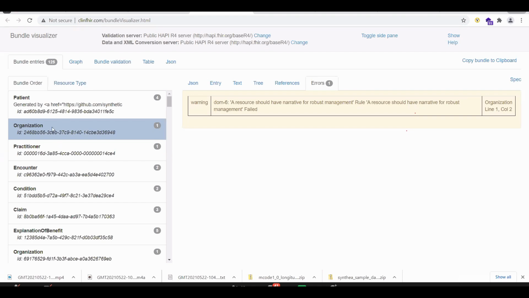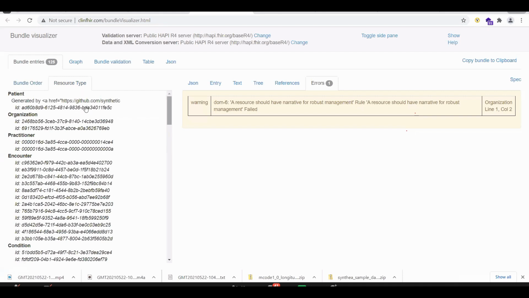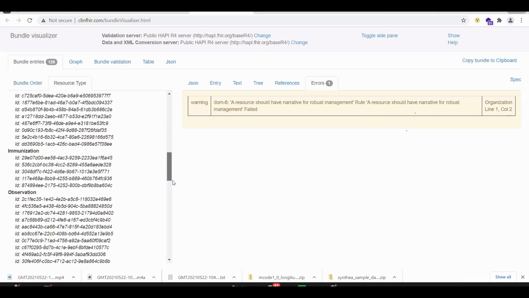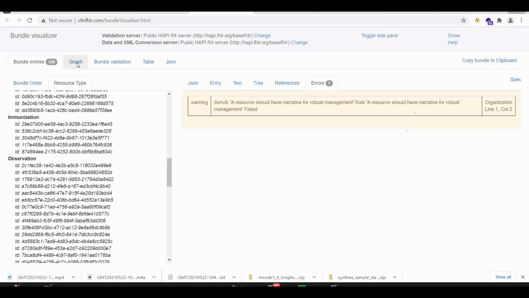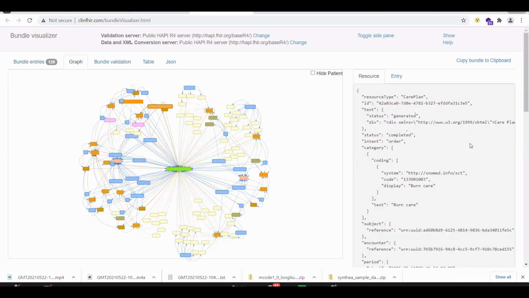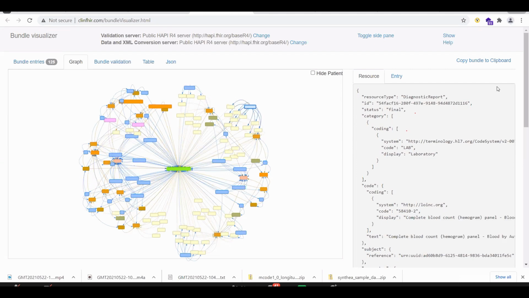I looked at a bundle and tried to figure out what the resources in that bundle are. This is a sample bundle that I got from the internet. That bundle has a patient, organization, practitioner, multiple encounters, condition, claim, and so many things, right? I was just looking at how it looks in the graph. It looks like this. And you can click on every resource and see what resource it is and how it works.